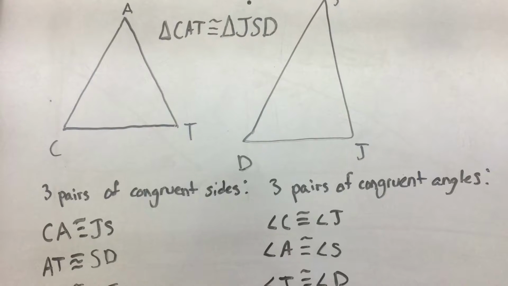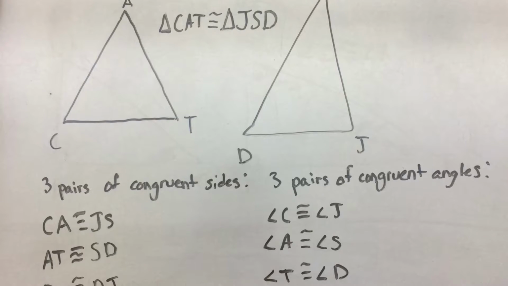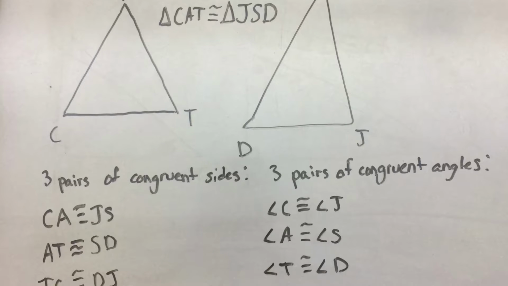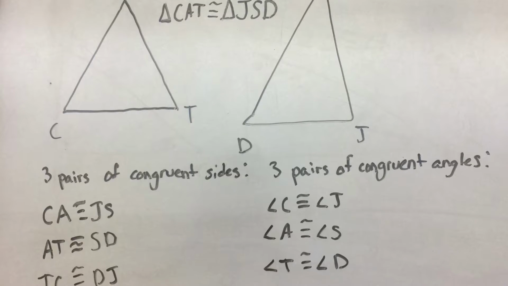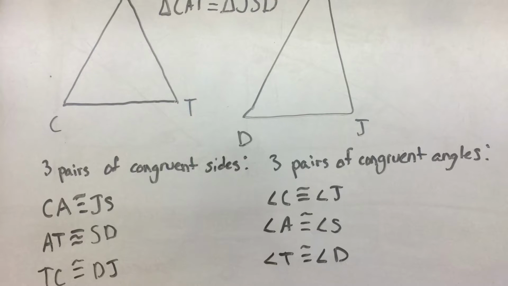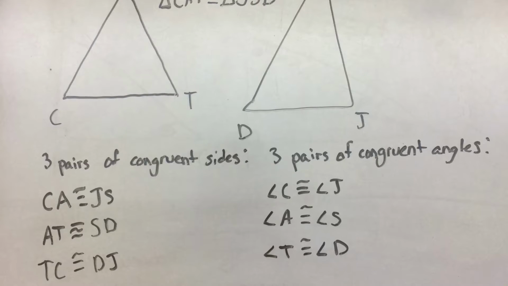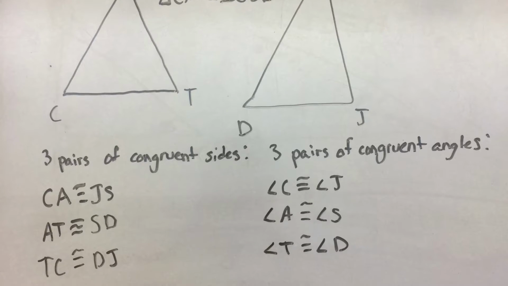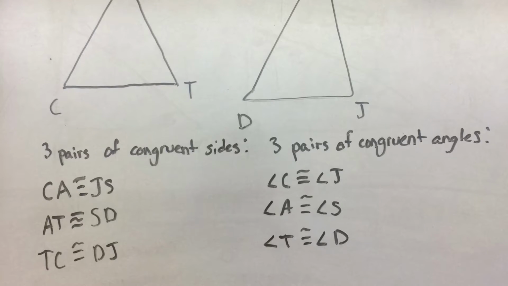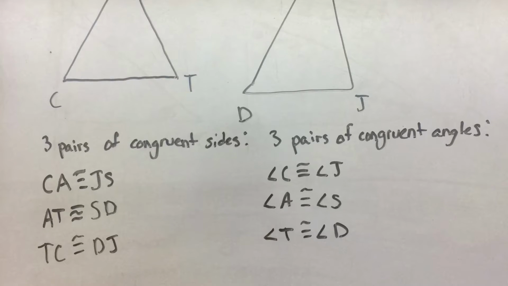We can use this to match the correct order the pairs will be. So we could say that the three pairs of congruent sides are CA is equal to JS, AT is equal to SD, and TC is equal to DJ. The three pairs of congruent angles are that C is congruent to J, A is congruent to S, and T is congruent to D.